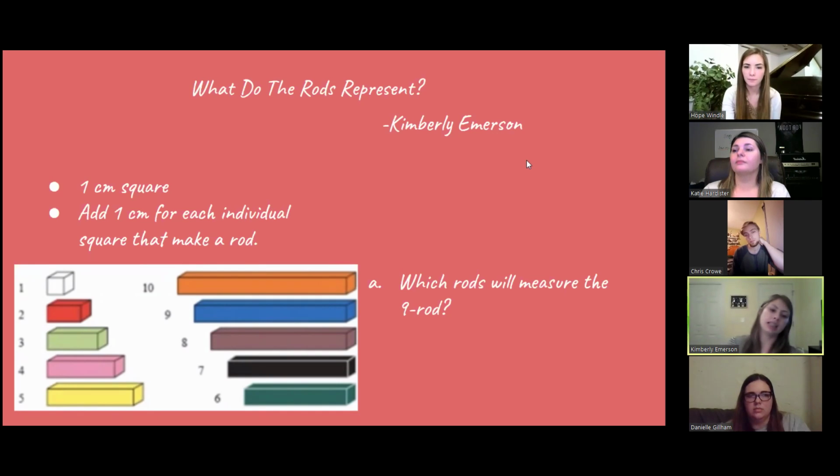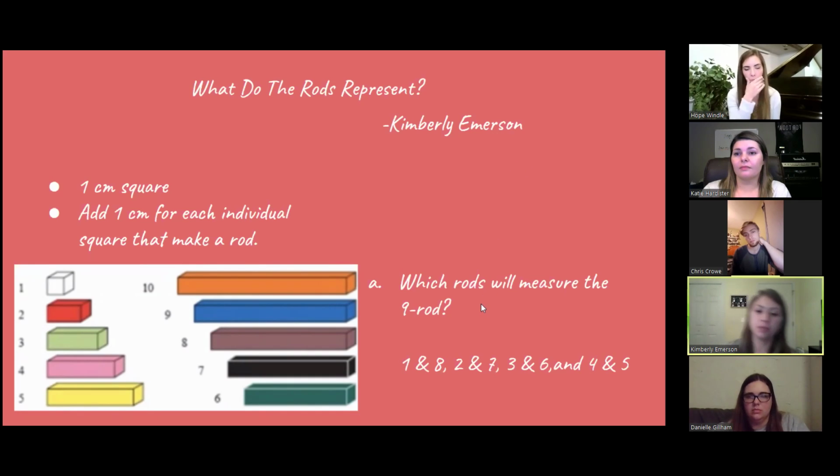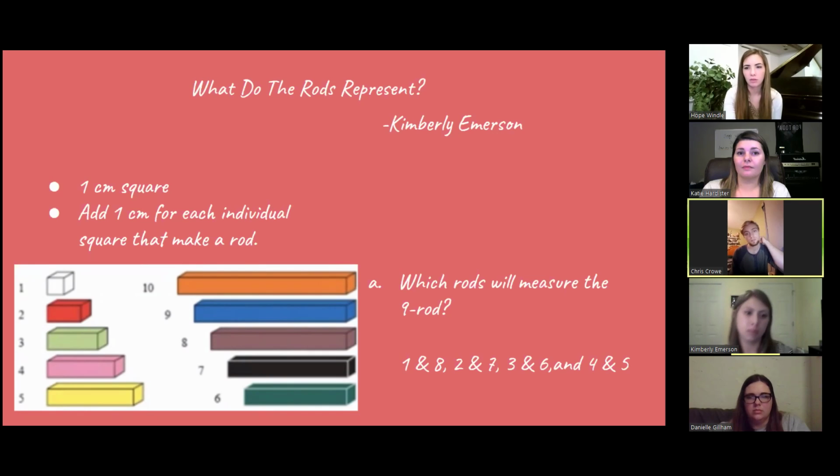So we see that 1 and 8 measure up because 8 plus 1 is 9. 2 and 7 make 9. 3 and 6 make 9, and 4 and 5 make 9. So as we can see, they are all 1 centimeter each square.